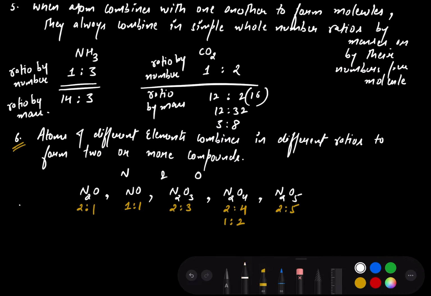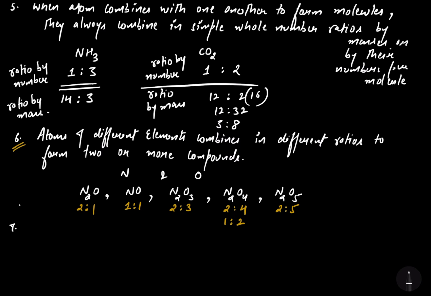Now let me move to point number 7. An atom is the smallest particle that takes part in a chemical reaction. Whenever a chemical reaction goes on, the atom is the smallest particle of matter that takes part in chemical bonding in a specified chemical change. I'm not talking about a physical change, I'm talking about a chemical reaction.